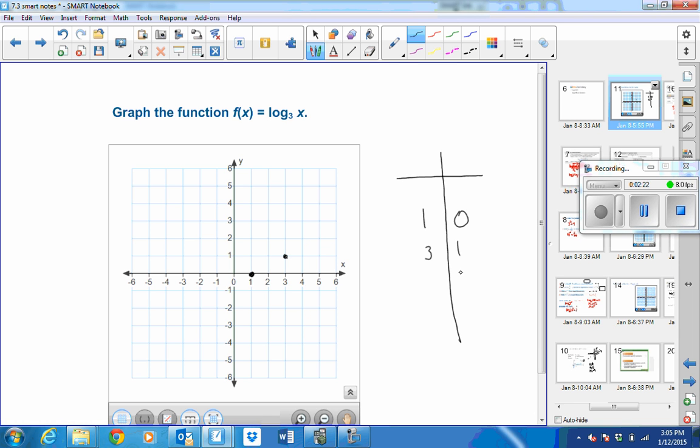Next thing we want to look at is what if we plug in -1 for y? So we basically have -1 equals log base 3 of x, and that gives us 3 to the -1 equals x, and that's just 1/3. So these 3 points give us our basic shape of our function. And in logarithmic functions, we have a vertical asymptote, whereas in exponential functions, we always have a horizontal asymptote. In this case, our vertical asymptote is the line x equals 0.